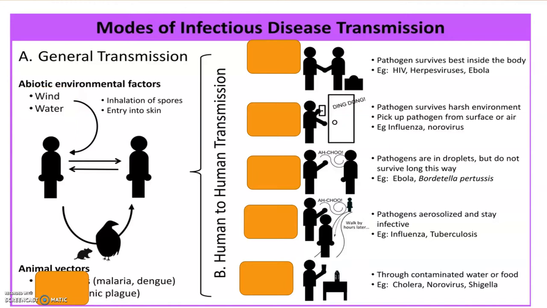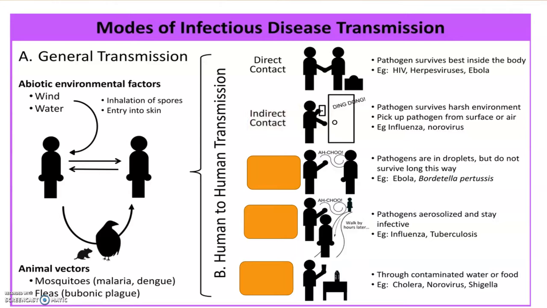In a non-living environment, things like wind and water, so you can have inhalation of spores or entry into skin. You can have animal vectors, so things like mosquitoes or fleas can spread different things like malaria or the plague. And then human-to-human transmission. So we're looking at things like direct contact. The pathogen survives best inside the body. Indirect contact, pathogen survives in a harsh environment.